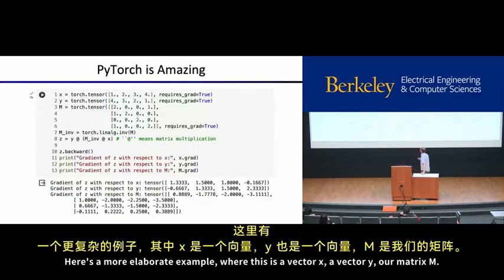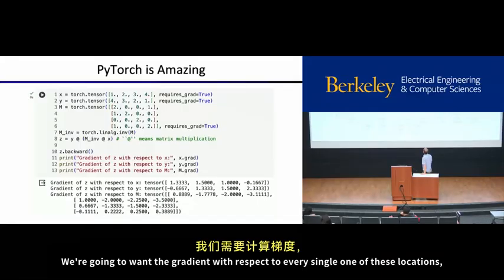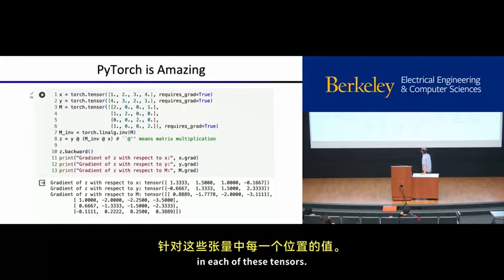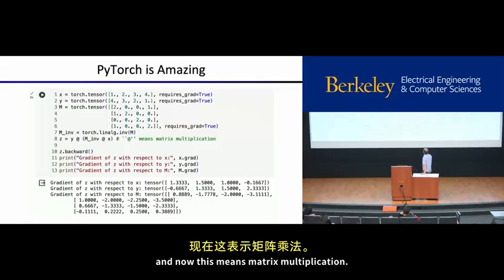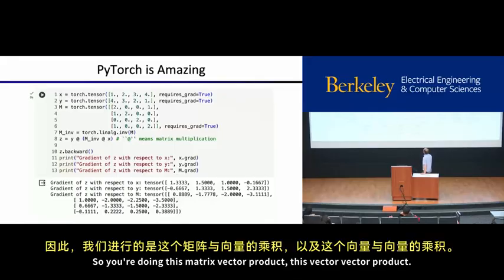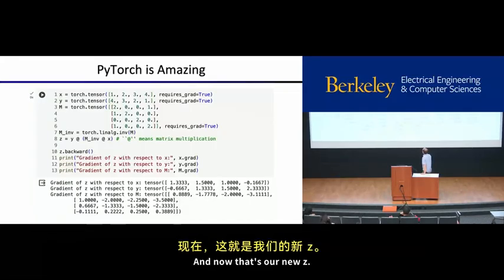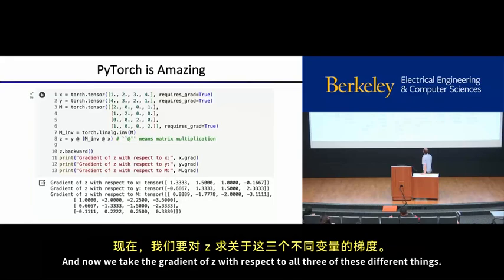Here's a more elaborate example, where this is a vector x, a vector y, a matrix M. We're going to want the gradient with respect to every single one of these locations in each of these tensors. It can even do things like you invert this matrix, and now this means matrix multiplication, so you're doing this matrix vector product, this vector vector product, and now that's our new z, and now we take the gradient of z with respect to all three of these different things.